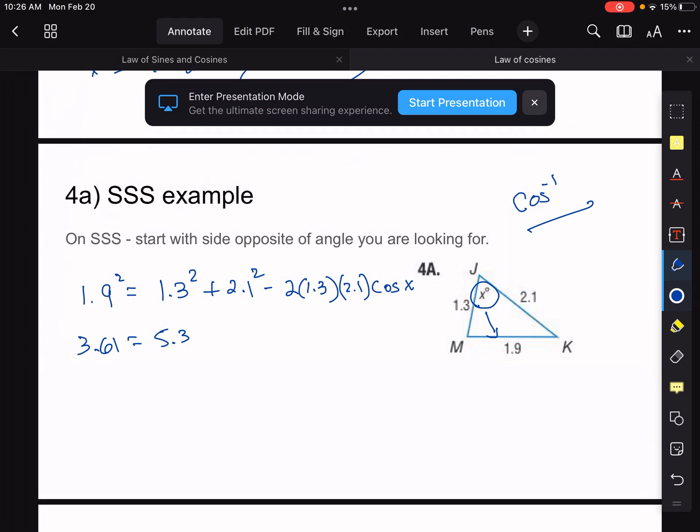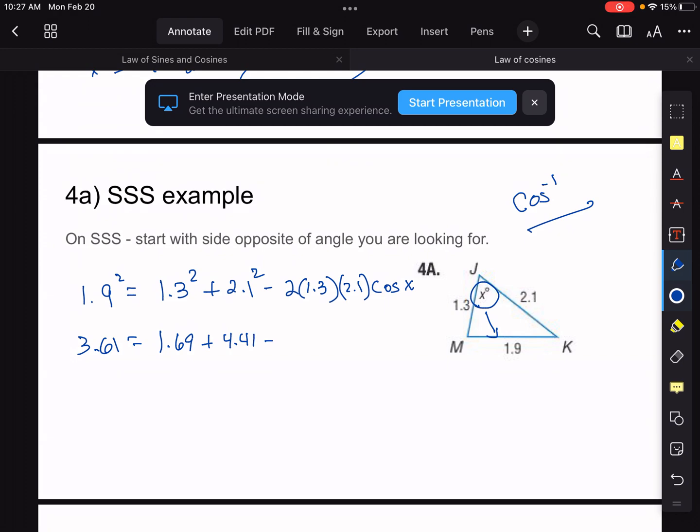Okay, and then, oh, sorry, no, it's not. I did some quick mental math on my calculator, and I was like, that doesn't make sense. 1.3 times 1.3, or 1.3 squared, is actually 1.69. Plus 2.1 squared, which is 4.41. And then we're going to subtract this whole piece here.